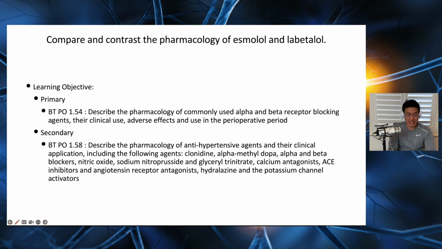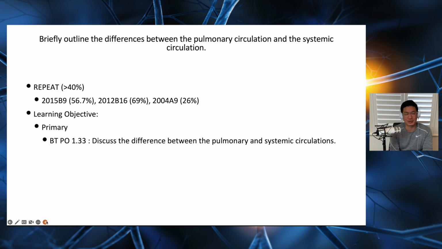All right, next question, question 10. It's a straightforward repeat. Seems to come up every sort of 7 years. So 2015 B9, 2012 B16, 2004 A9. As you can see, 2004 A9 had a very, very low pass rate, but after it was asked, everyone's created some really nice templates for this question here. And you can see that the pass rate is consistently over 50%. And the learning objective specifically comes from BTPO 1.33, discuss the differences between the pulmonary and systemic circulations.